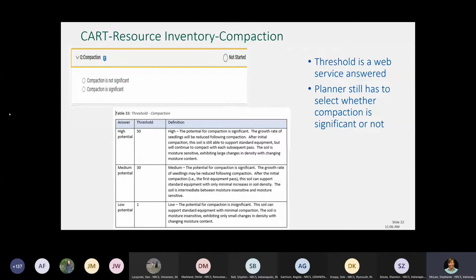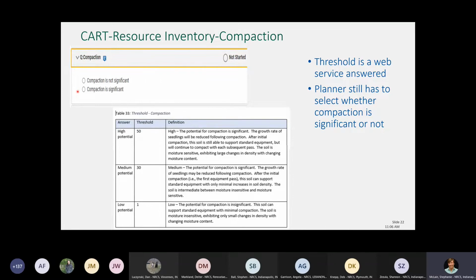Okay, so I'm going to just go into CART again, and I think I showed some of these slides on Monday, but again, just to touch back on these as we've walked through this whole process. Hopefully some of these things hit home. So as we answer these questions, our compaction question of compaction is not significant, or compaction is significant. This is the question that we answer in CART.